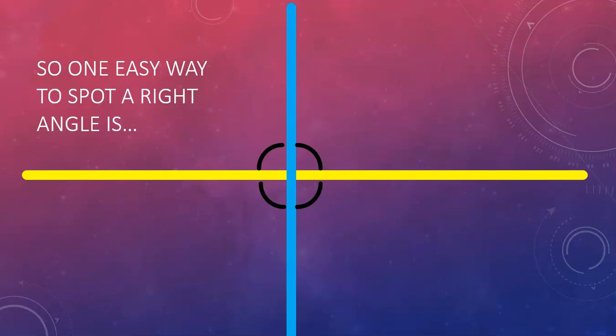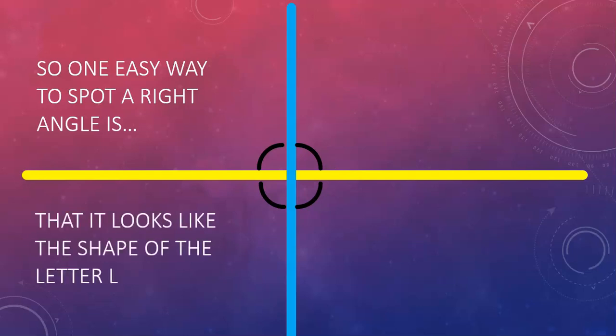One easy way to spot a right angle is that it looks like the shape of the letter L. You can see it here with the red L pushed into the corner. The L is a right angle.